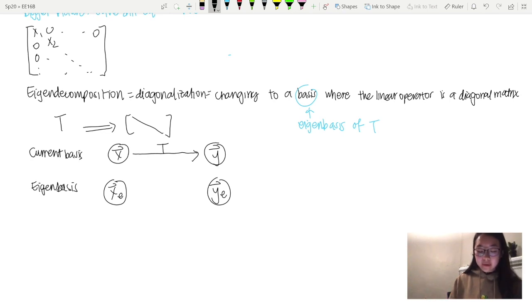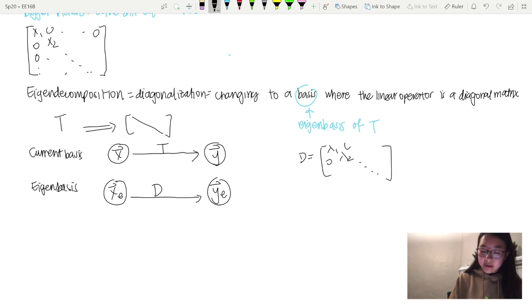But now you need to be able to represent it with the diagonal matrix, which would be in the eigenbasis with the same linear operator. So I'm just going to call it D for the diagonal matrix. Then D will be expected to have all the eigenvalues along the diagonal. So that is how D will be defined.